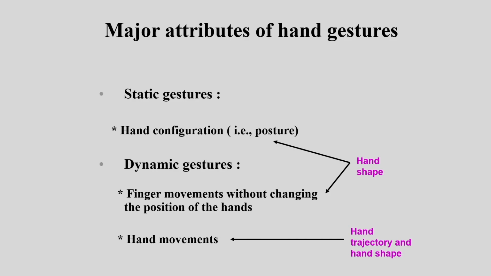That means in case of the static gesture, only we have to consider the hand shape information, but in case of the dynamic gesture, it may have local motions or global motions, or maybe the combination of the local motion and the global motion. In case of the local motion, only I have the motion of the fingers. In case of the global motion, I have the movement of the hand. And generally if I consider the sign language, suppose, then in this case it is a combination of both local motion and the global motions. So these are the major attributes of hand gestures.